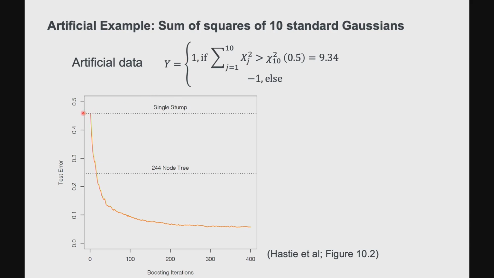And the first single stump you see has a super low accuracy or a very high error rate. So the test error is 0.45. It's almost a random decision. It's only slightly better than a random decision, which is not a big surprise, given that the data set is so complicated, so it's really just on one line. But when you now add more and more decision stumps, the test error decreases.